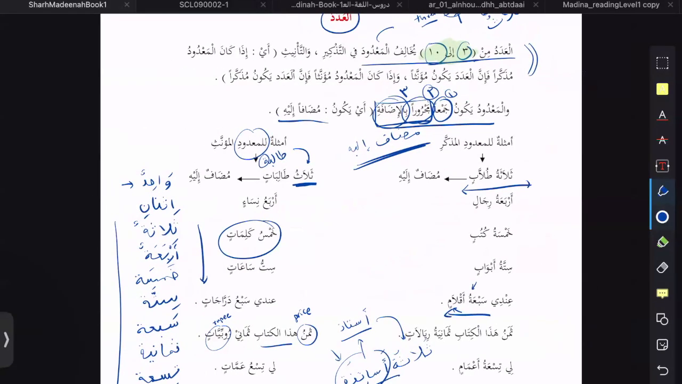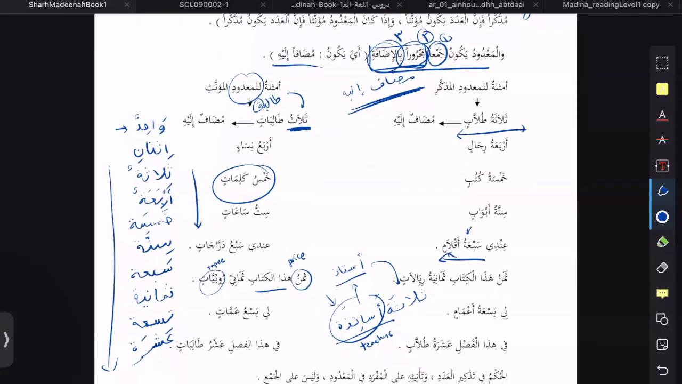So the only thing you have to know is how we construct, how we say a number from 3 to 10 to describe anything. Now with this one and the previous one, you should be able to say any number from 1 to 10. So if you're saying I have 2 books, you'll use an adjective phrase. You are not going to start with the number, ithnatani kitabani. No, an adjective starts with the noun. So you say kitabani ithnani.